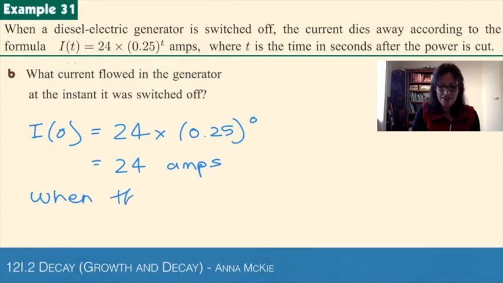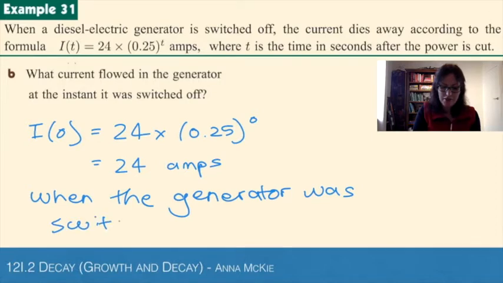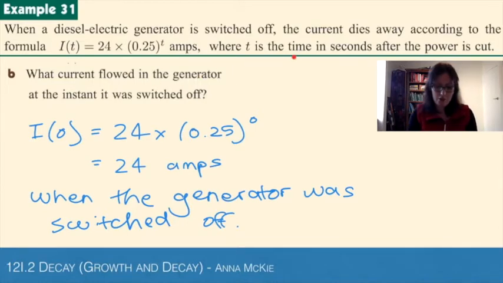You have in part A, but in this worded question, it's trying to get you to understand in words what it is that I0 is. Some people don't necessarily get that, so hopefully that clicks for you. And being a worded question, it's always good etiquette to answer in a worded answer. When the generator was switched off, it was 24 amps.